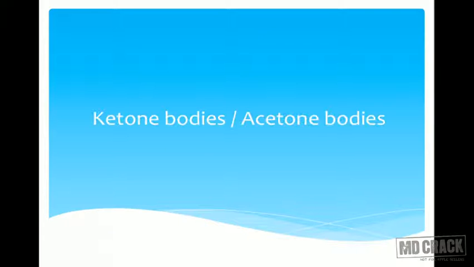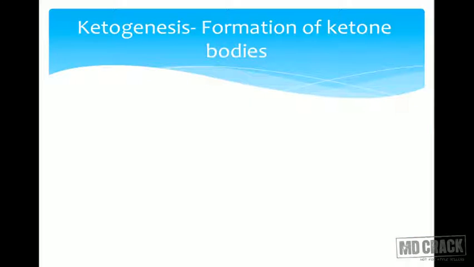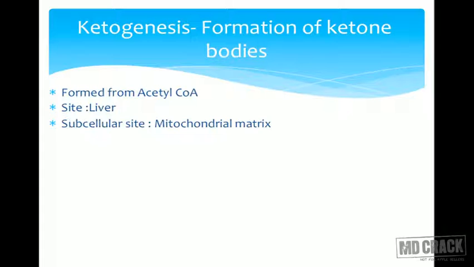Acetyl-CoA forms ketone bodies. Ketone bodies are also called acetone bodies. There are three main ketone bodies: acetone, acetoacetate, and beta hydroxybutyrate. So let us look at ketogenesis. Where is ketogenesis taking place? Ketogenesis is the formation of ketone bodies. They are formed from acetyl-CoA. Naturally, when acetyl-CoA is more, they are formed in the liver, and the subcellular location is the mitochondria.